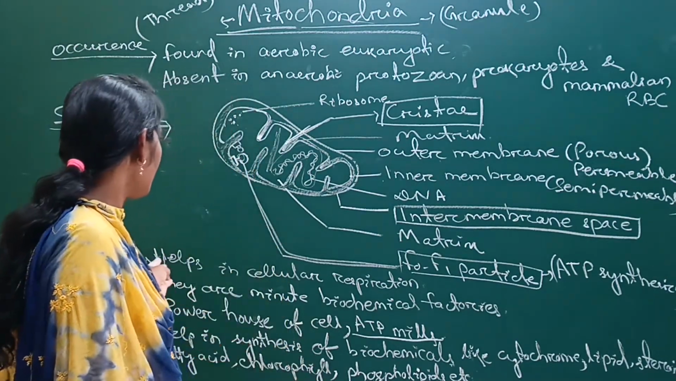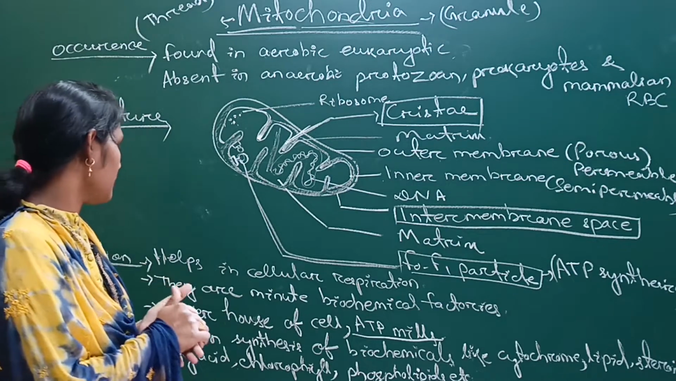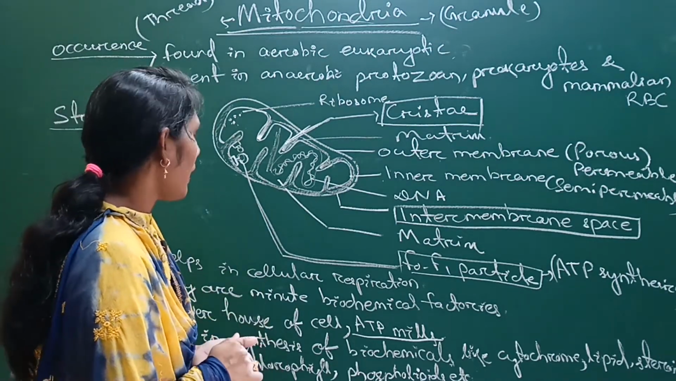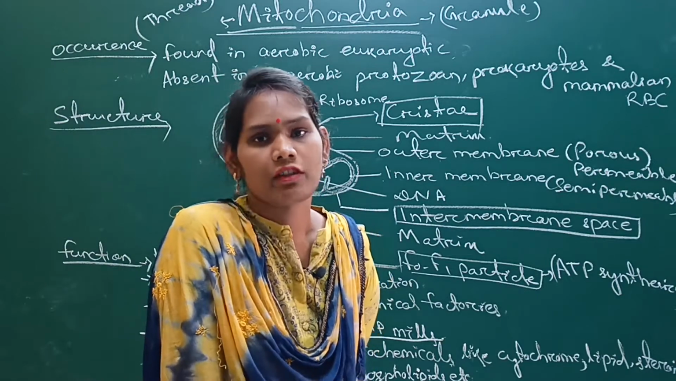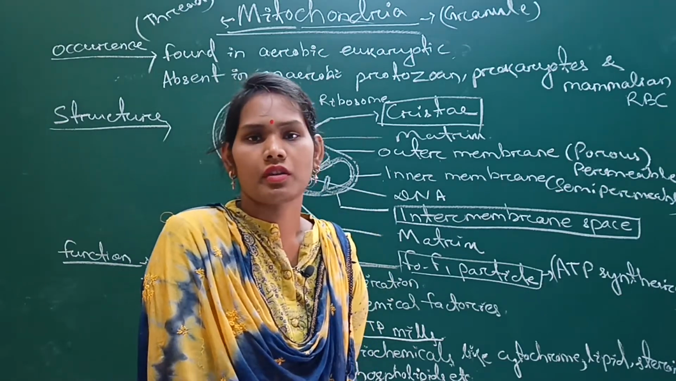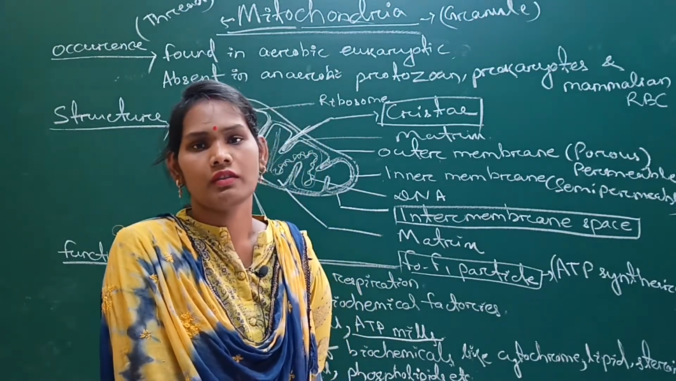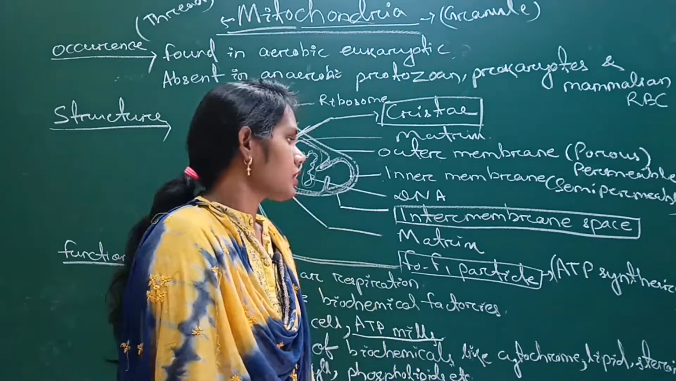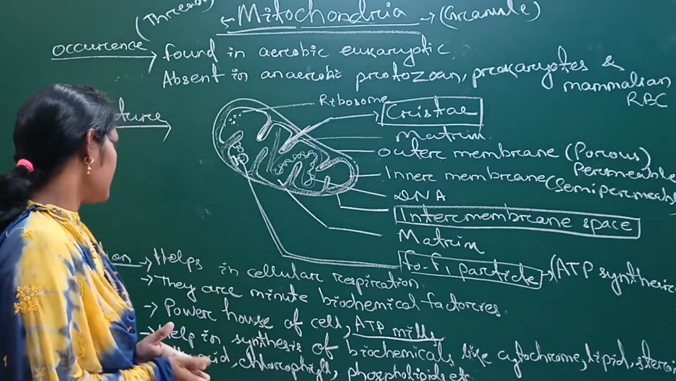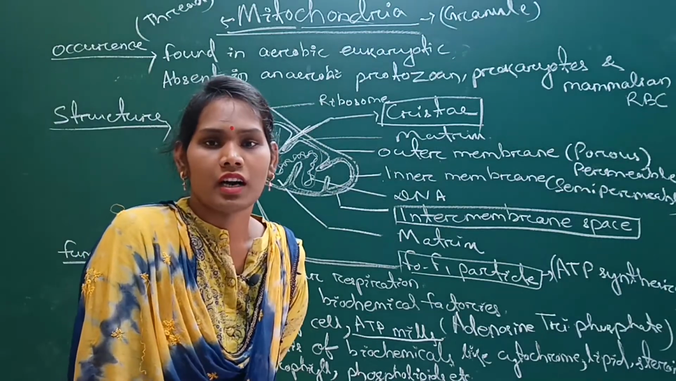Okay, so mitochondria helps in cellular respiration and they are minute biochemical factories. You know that in respiration CO2 is produced, H2O is produced, and ATP is produced in the form of energy molecules. So mitochondria is called a biochemical factory. It is also called the powerhouse of the cell.